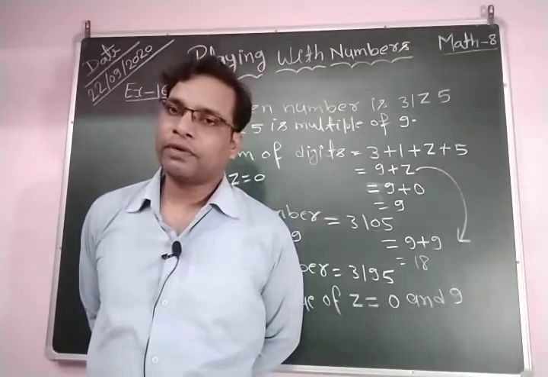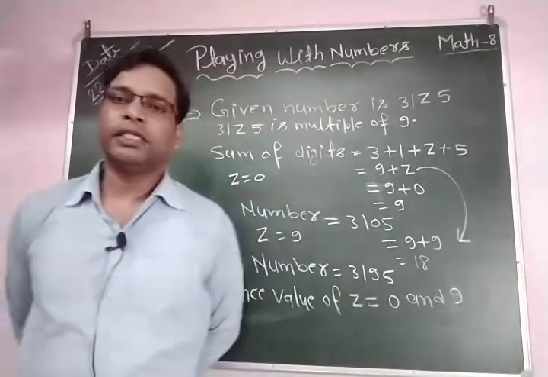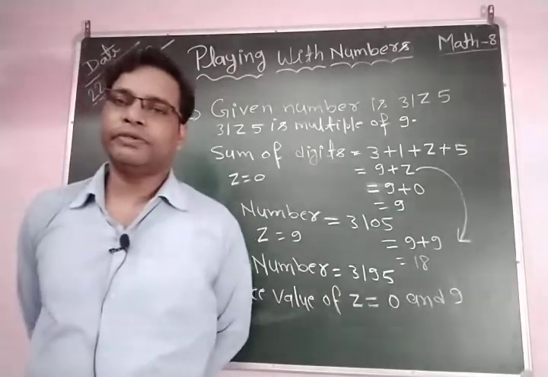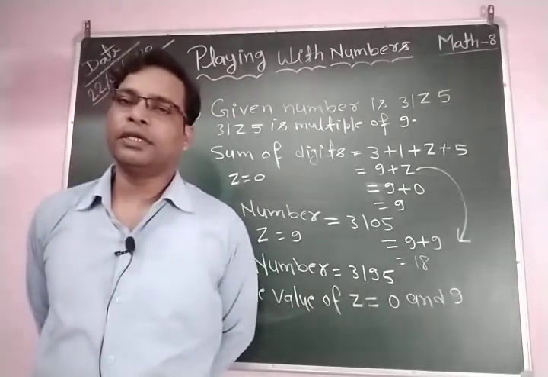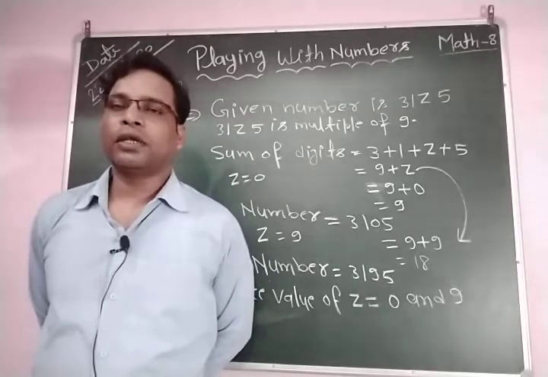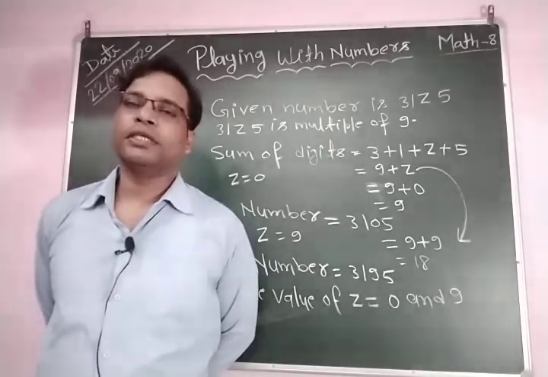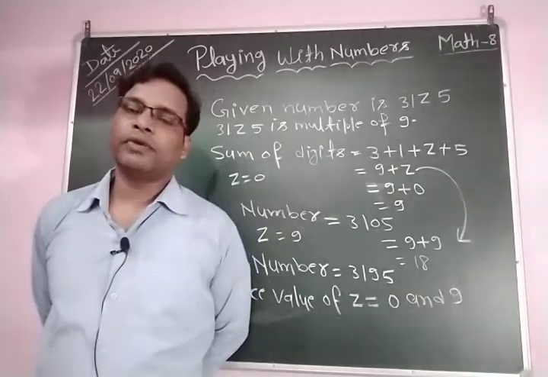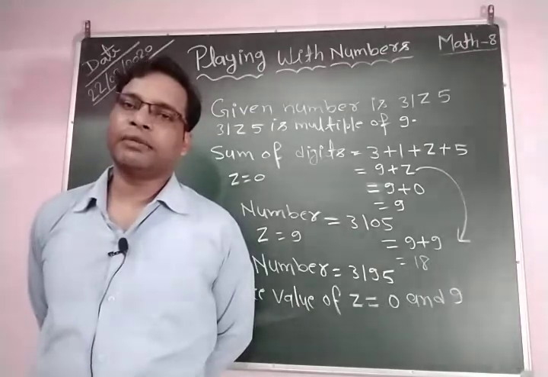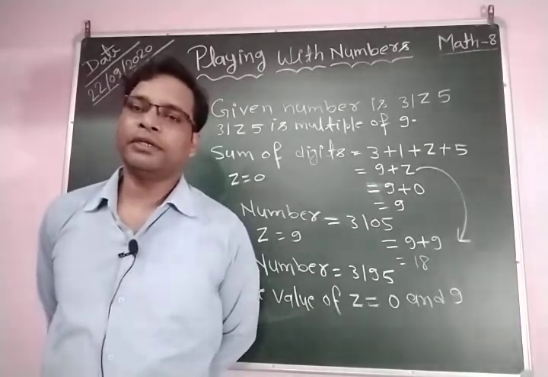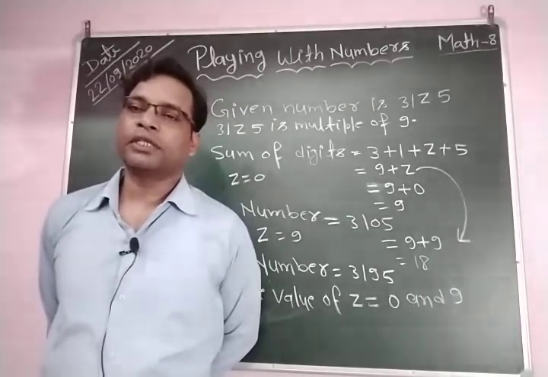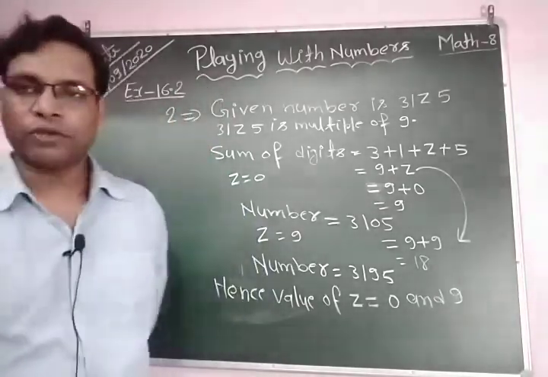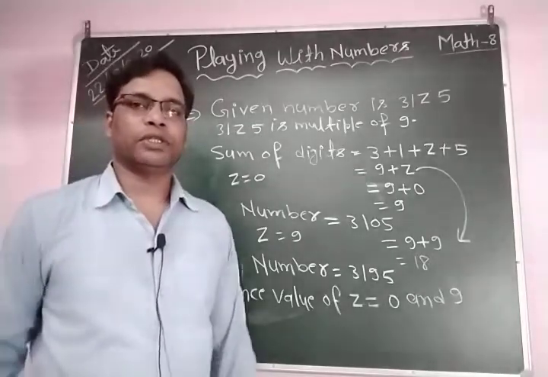So first we need to know what the divisibility test of 3 is. You know a number is divisible by 3 if the sum of the digits of the number is also divisible by 3. What is the divisibility test of 3? A number is divisible by 3 if the sum of the digits of the number is also divisible by 3. Okay, so let's see how to solve question number 3.